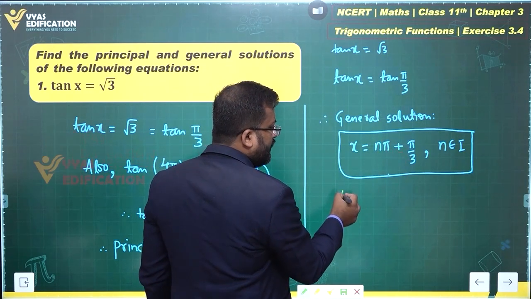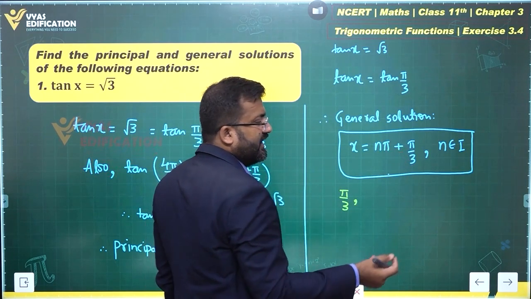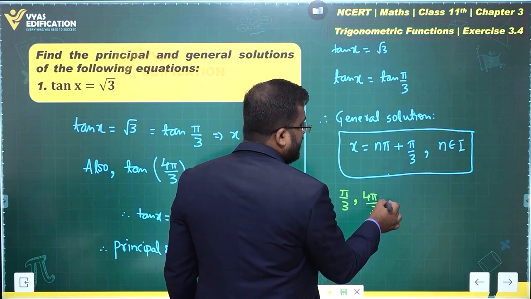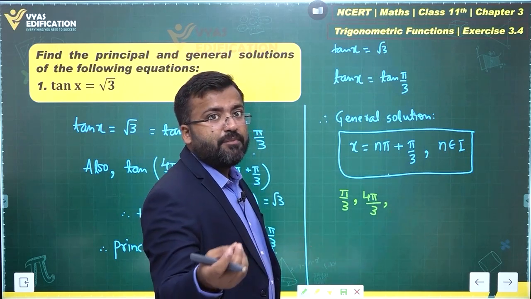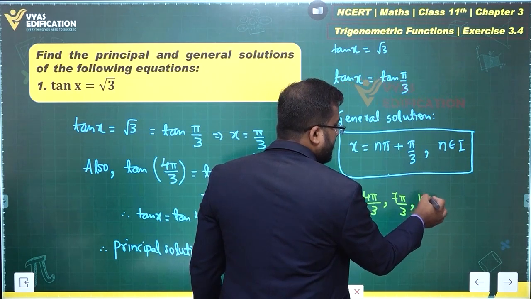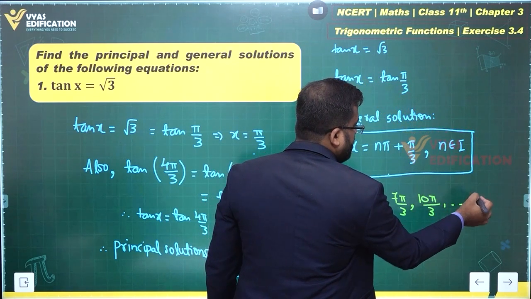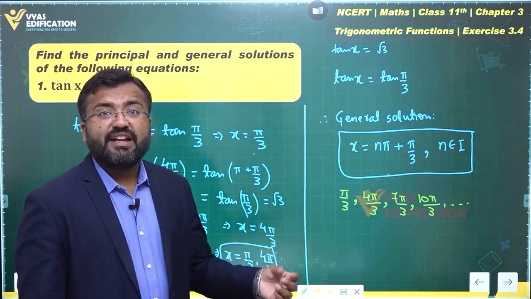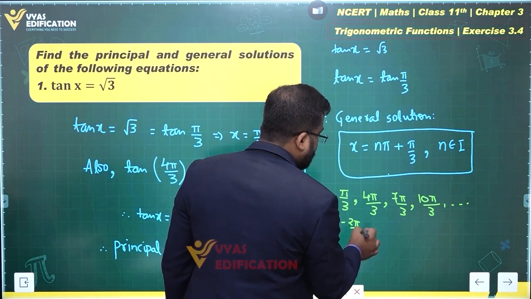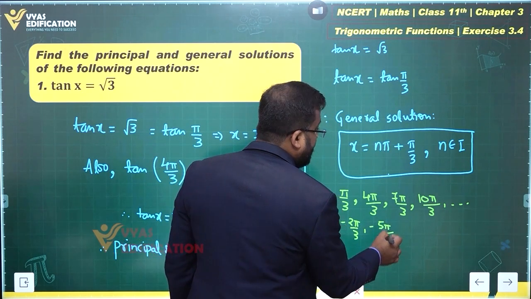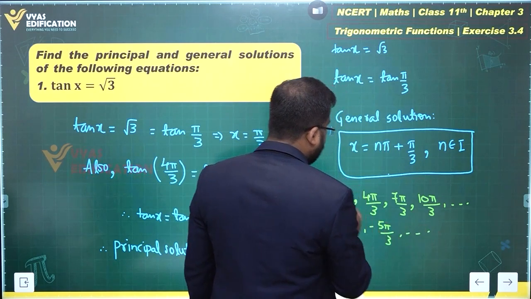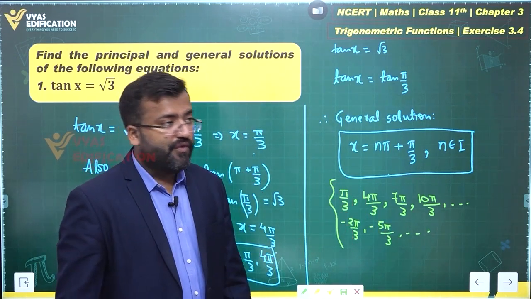Let's put n equals 0, so pi by 3 is one of the solutions. Let's put n equals 1, so pi plus pi by 3, which is 4 pi by 3, is a solution. N equals 2 is 2 pi plus pi by 3, which is 7 pi by 3, is a solution. Similarly, 10 pi by 3 is a solution. For n equals minus 1, what you will get is minus 2 pi by 3 as a solution. For n equals minus 2, this will be minus 5 pi by 3, and so these are the solutions that you obtain over here, right?